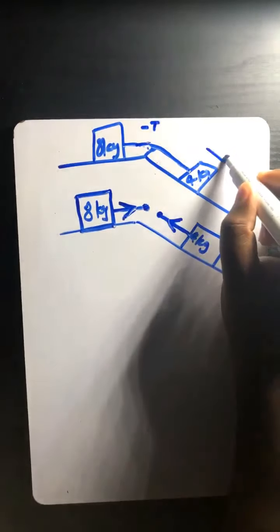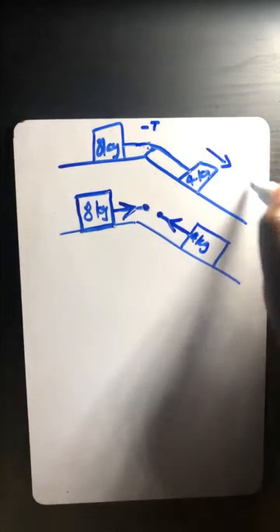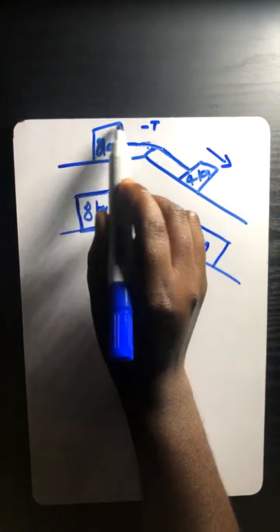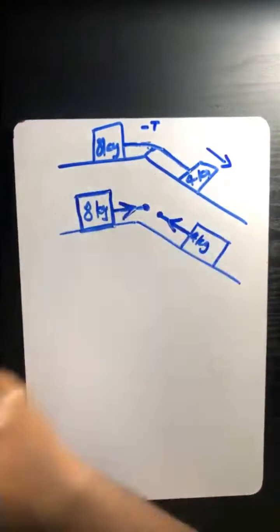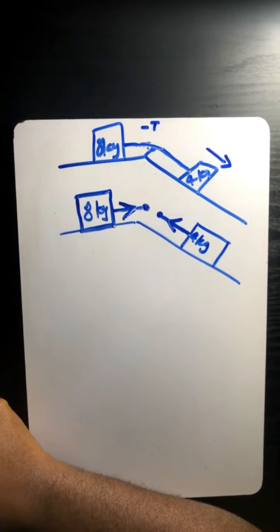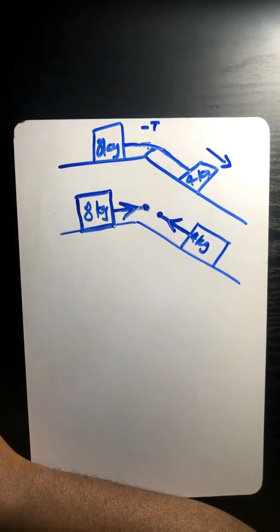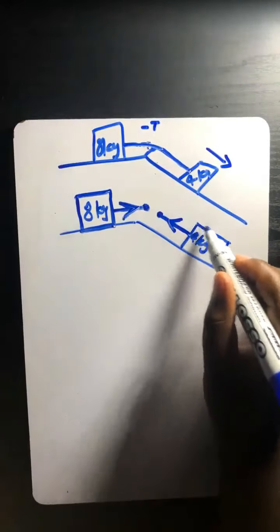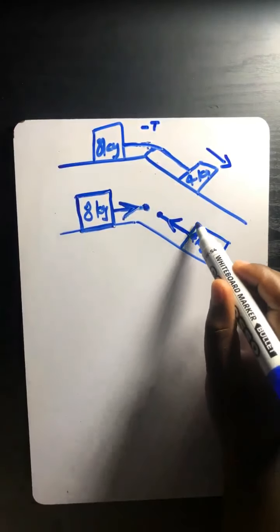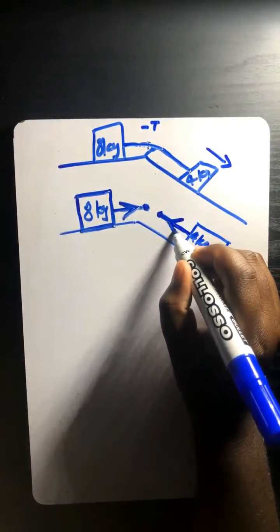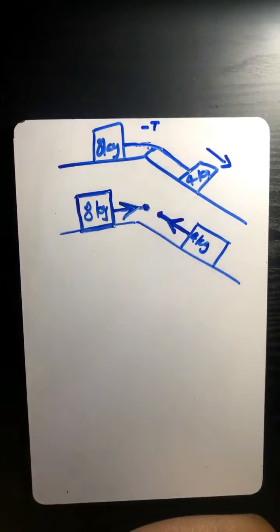Because remember, in the statement, they said the system, or this 4 kg, is accelerating down the slope. And for that reason, this object is moving down the slope, which means this string or this cable is pulling the 8 kg in that direction. So that is why I'm having that arrow in that direction there. Okay, yeah, it makes sense. And again, with regards to the 4 kg, it seems like because of this string, it's being pulled in that direction by that 8 kg there.